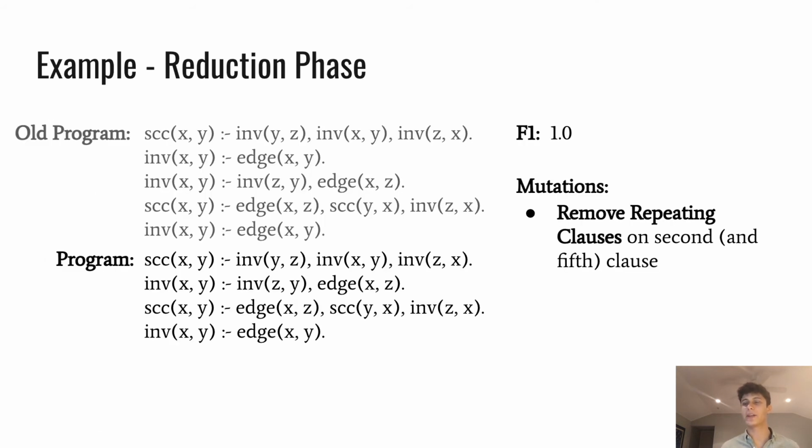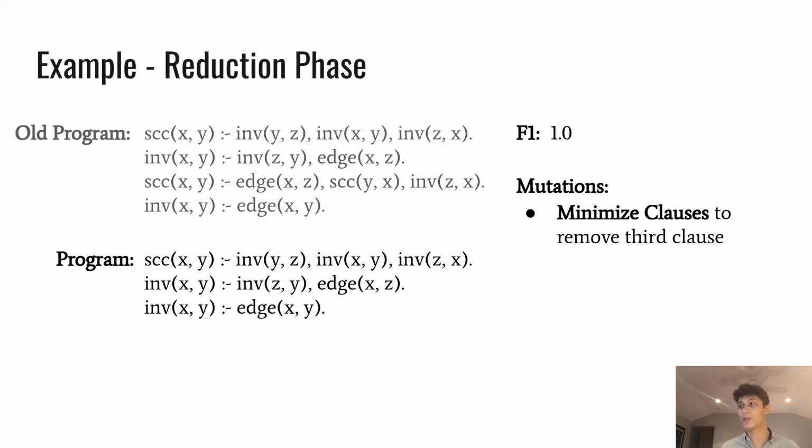Remember that we had an identical second and fifth clause. So we use remove repeating clauses on the second clause. This doesn't semantically modify the program, but it makes it more readable. Note that we still have the issue of the third clause, which we deactivated on this input-output example, but might cause problems on other graphs. So we use the minimize clauses to remove the third clause. We're able to do this because removing that entire clause has no effect on the fitness. Doing this makes it much less likely that our program overfits the input-output example.